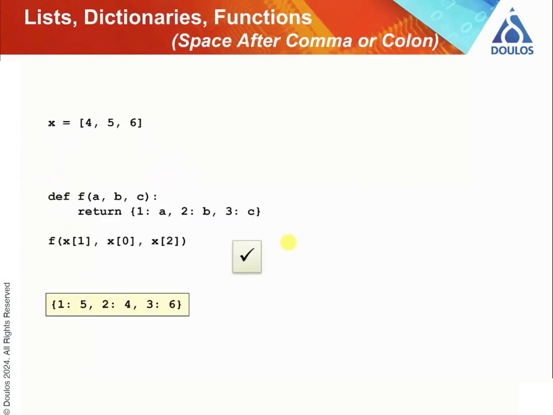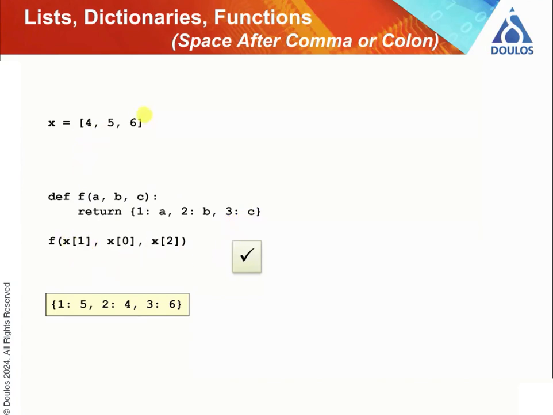So here's a Python example that introduces some other very common Python features, the list and the dictionary. Here we have a Python function that takes 3 arguments, and it uses those arguments to assemble a Python dictionary. The arguments are actually selected by subscripting a Python list.